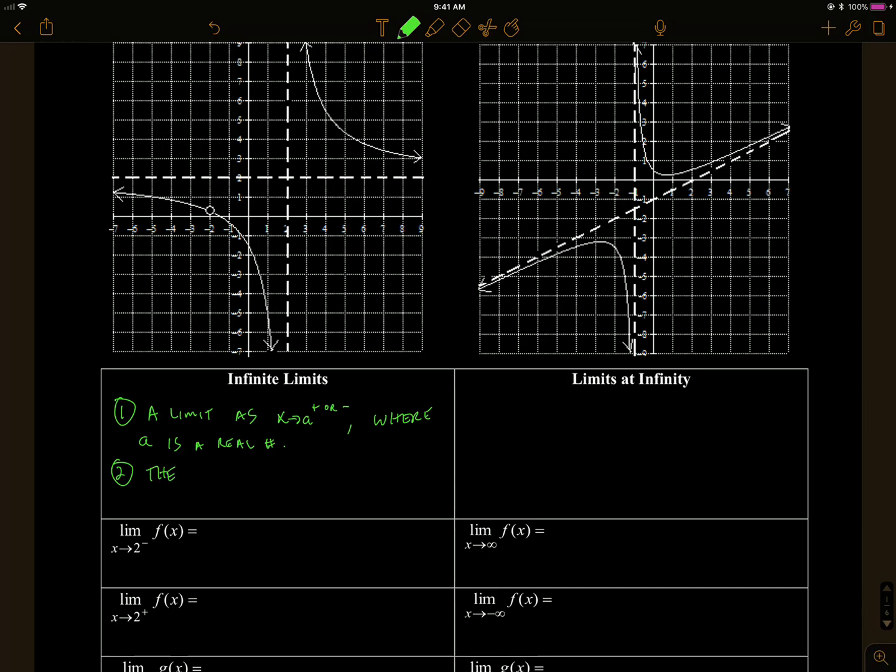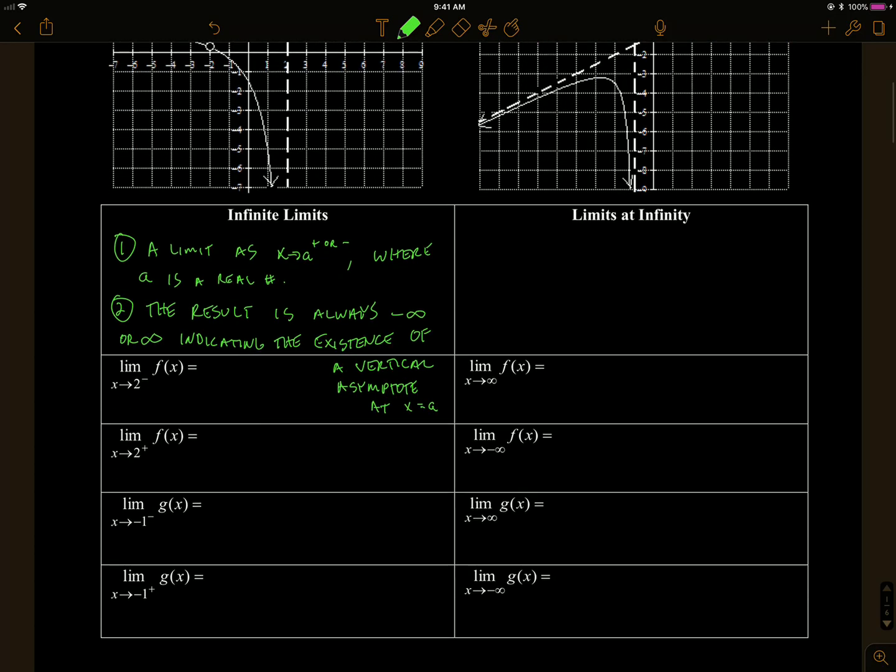The result, these are the two things we want to know of what I've said in the opening, is always negative infinity or positive infinity, indicating the existence of a vertical asymptote at x equals a.